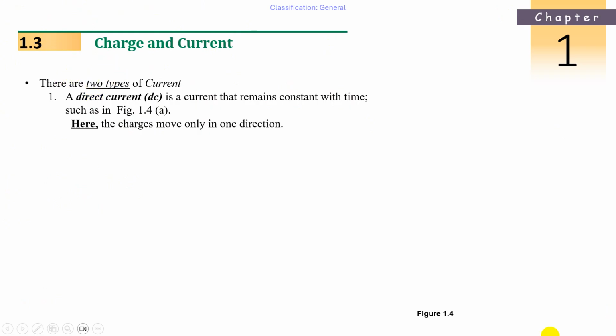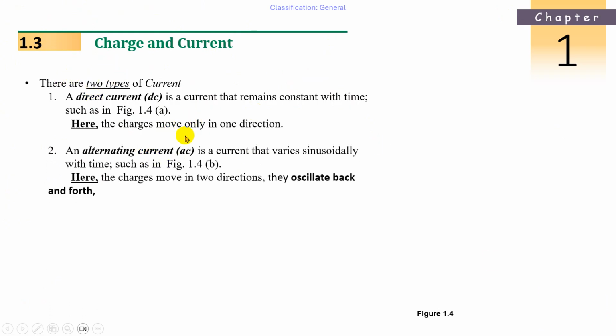It will not change. Here, the charge moves only in one direction. Means the charge will start from one point to another point and go in one direction, let us take anti-clockwise. Then it will move in that direction only. That is called DC. If the charge moves for one second in the positive direction and the next second in the negative direction, positive direction, negative direction, then it is called alternating current.